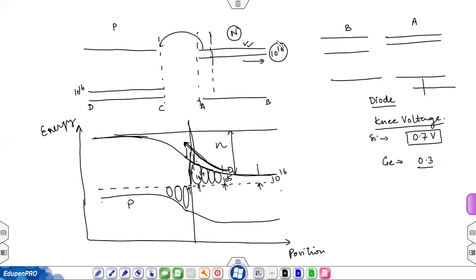Generally, if you are doping a material with 10 to the power 16, meaning 1 part per million, the difference between the conduction band and the Fermi level is 0.2 electron volt. If it is 0.1, the doping is 10 to the power 18. If it is 0.3, it's somewhere around 10 to the power 15. In a P-type semiconductor, if you are doping it with 10 to the power 16, what is the difference? 0.2.